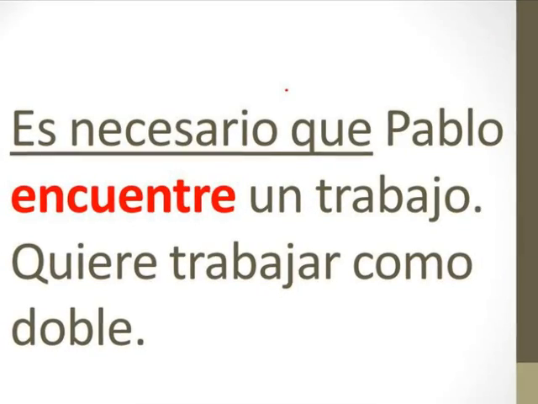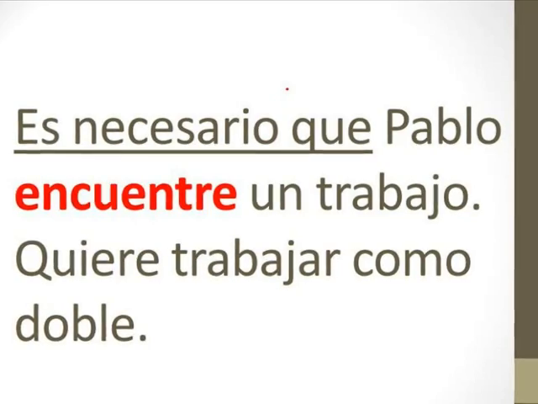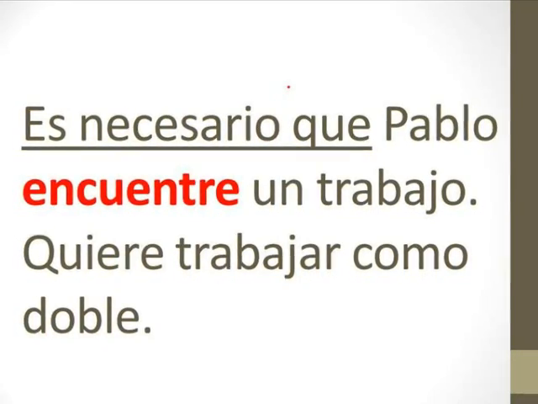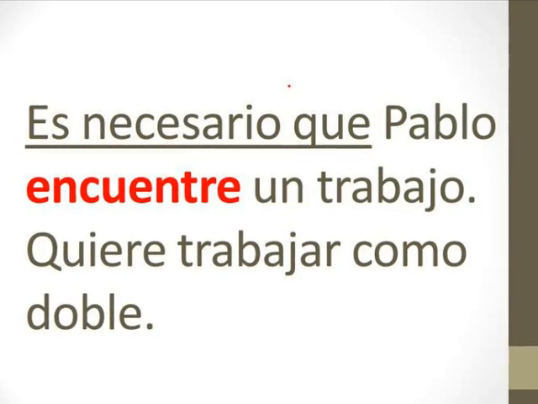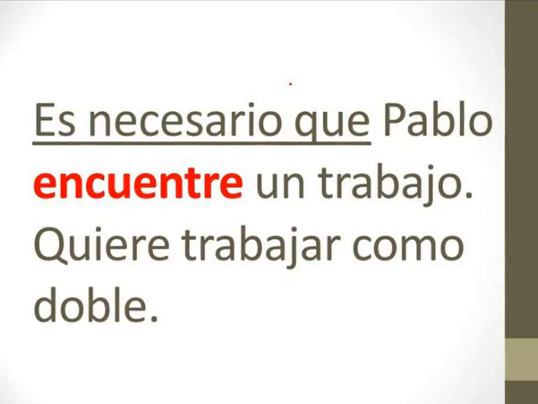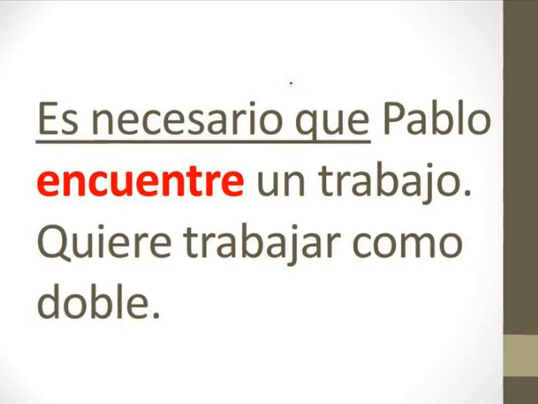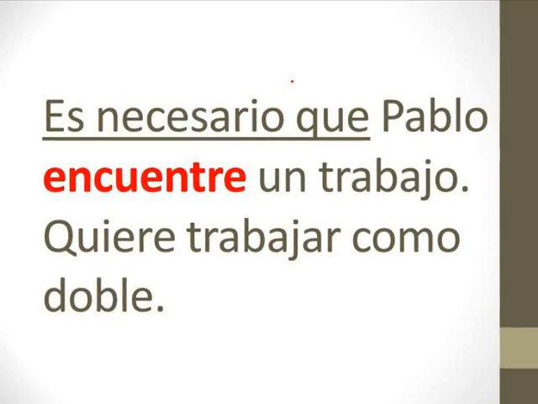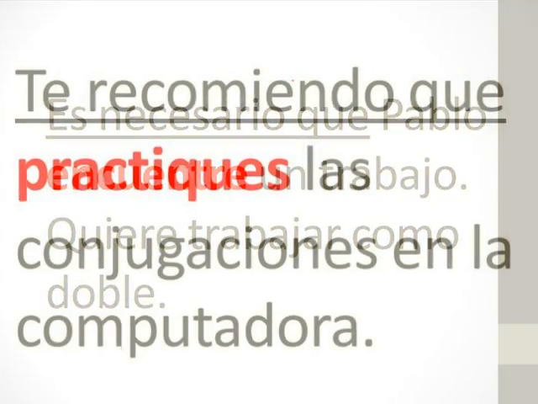All right, everybody, turn to your partner, whoever's sitting next to you, and tell them, what does this sentence mean? All right, if you said, it's necessary that Pablo finds a job, he wants to work as a doble, you are correct. That doble, remember, means a stuntman.